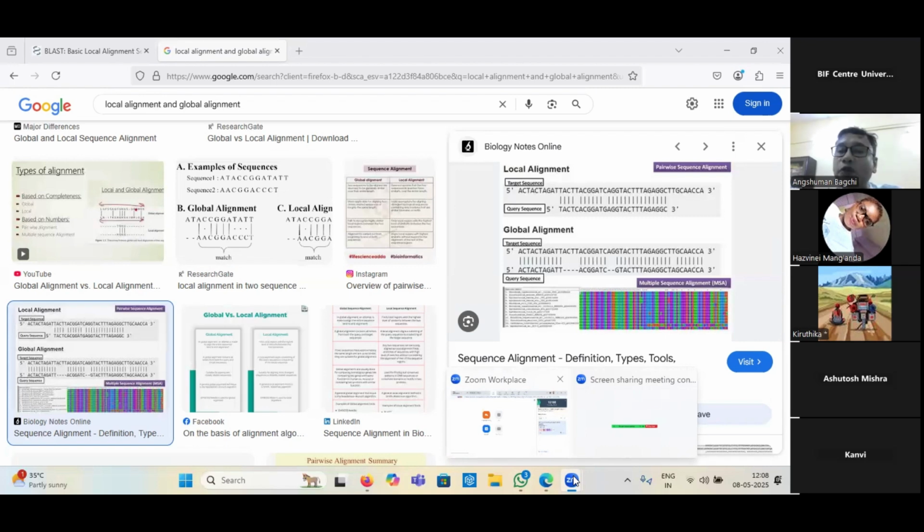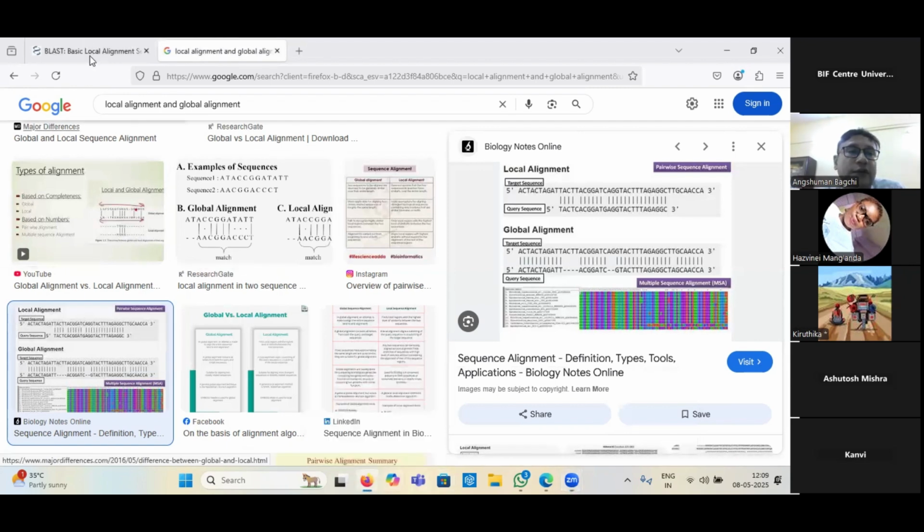Now, in sequence alignments, what is generally done is you take a query sequence, that means a sequence of your choice, and you try to align it with the sequences that are present in databases. Those sequences present in databases are referred to as target sequences. One of the best tools for sequence alignment is the Basic Local Alignment Search Tool, or BLAST. I will give you a short demonstration of BLAST, which you can perform online. And in the next class, you will see the demonstration of BLAST on the Unix platform.